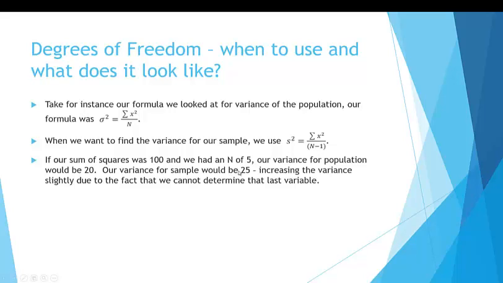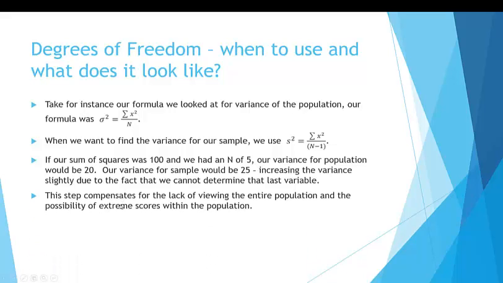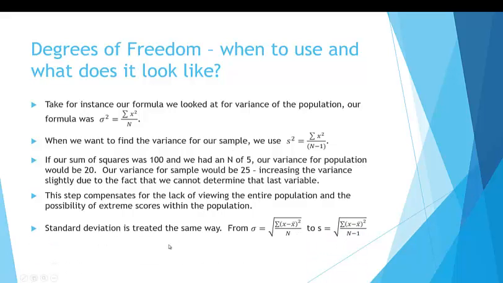Okay, so you can see that when we're looking at a sample, we increase our variance slightly and therefore increase our standard deviation, because we know that, again, there's going to be some error in choosing a sample from our population. This step compensates for the lack of viewing the entire population and the possibility that we may have some extreme scores in there.